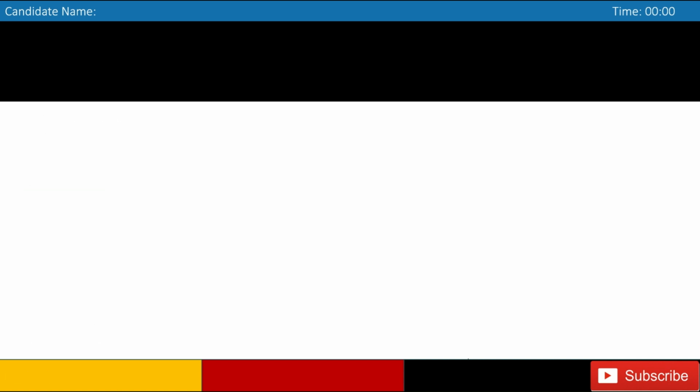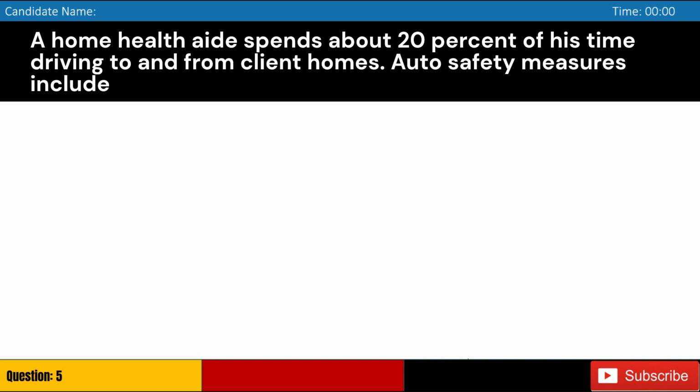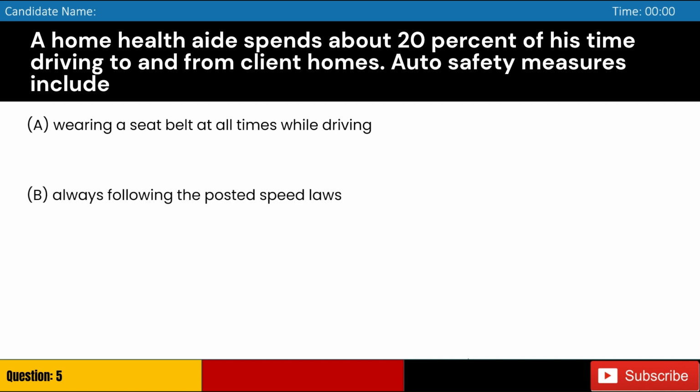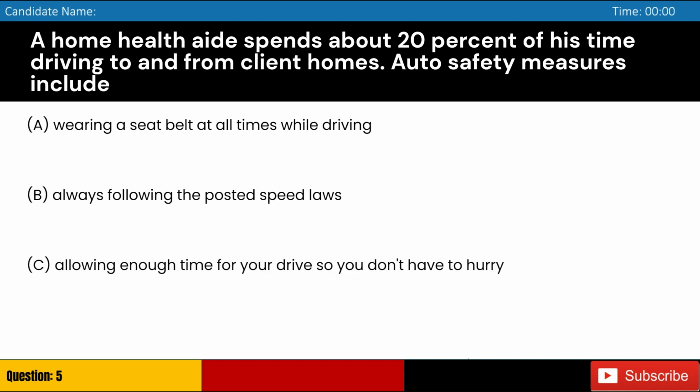Answer B. Gloves. A home health aide spends about 20% of his time driving to and from client homes. Auto safety measures include A. Wearing a seatbelt at all times while driving. B. Always following the posted speed laws. C. Allowing enough time for your drive so you don't have to hurry. D. All of the above. Answer D. All of the above.